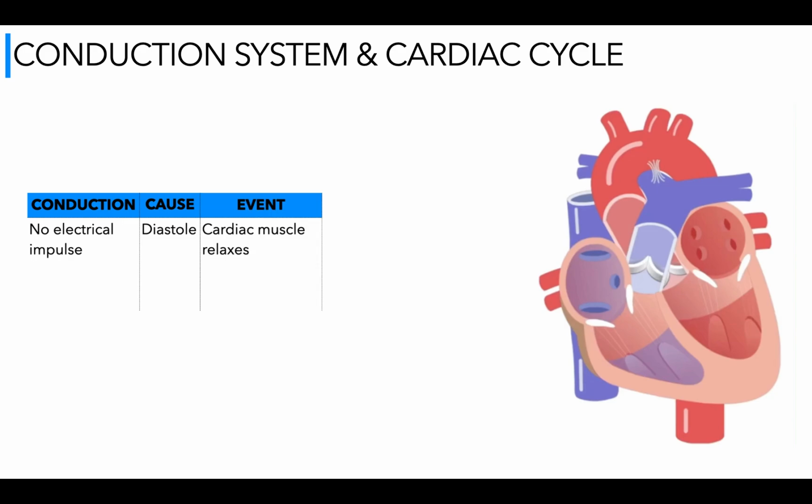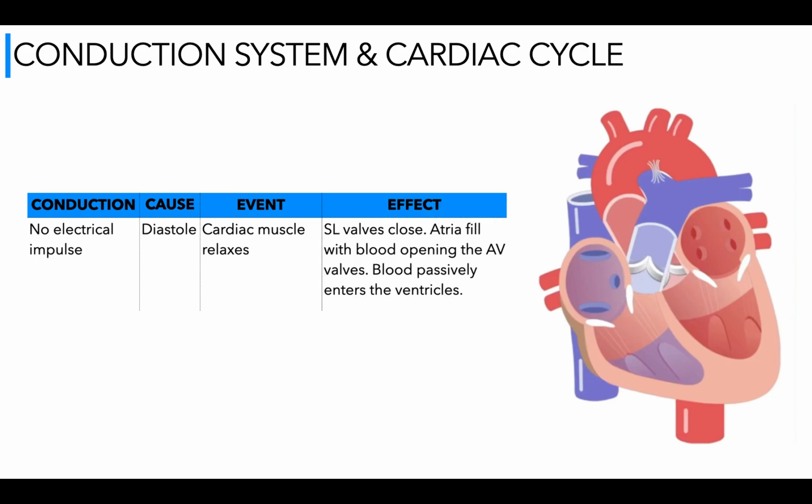Now, in the event of the cardiac muscle relaxing, what happens? Well, the SL valves close because the pulmonary artery and aorta are now taking the blood to the lungs and the muscles, so we don't want backflow, so they'll close and the atria will fill with blood and the AV valves will open and blood will passively enter the ventricles. There's no contraction here, so the blood passively enters. Now, let's look at the next stage.